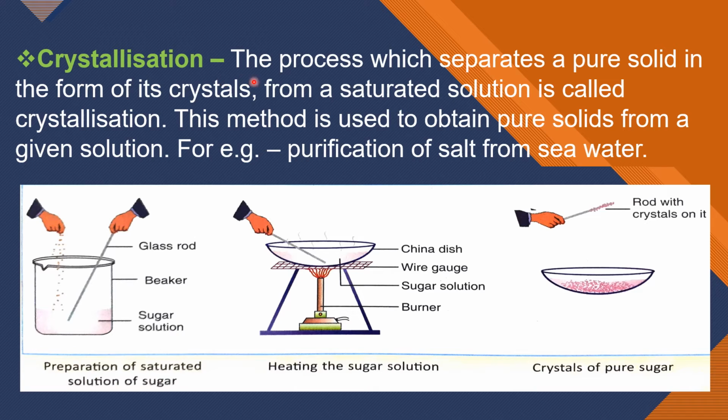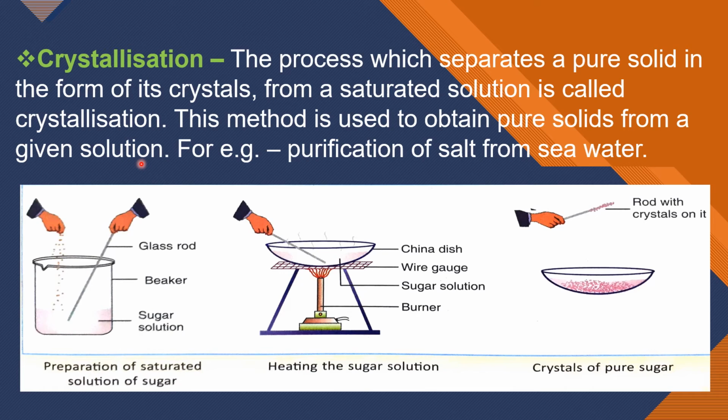Crystallization, the process which separates a pure solid in the form of its crystals from a saturated solution, is called crystallization. This method is used to obtain pure solids from a given solution. For example, the salt we get from seawater has many impurities in it. To remove these impurities, the process of crystallization is used.